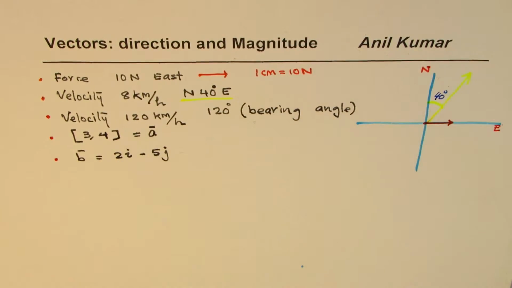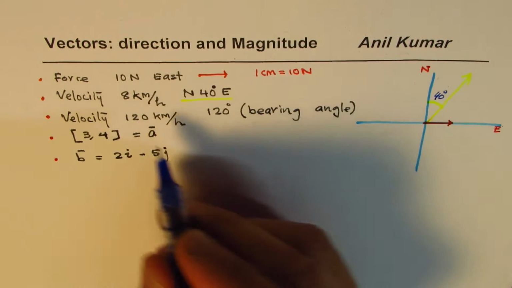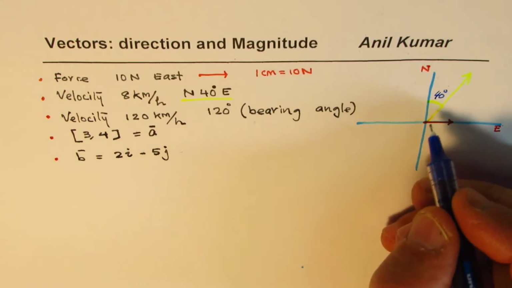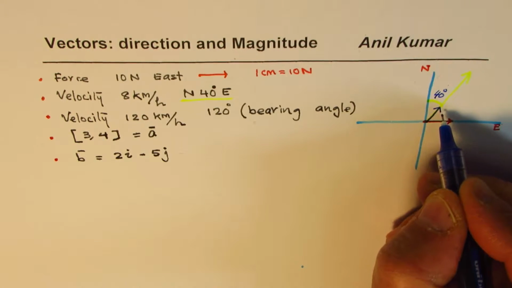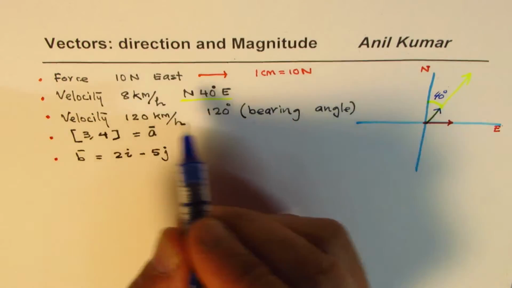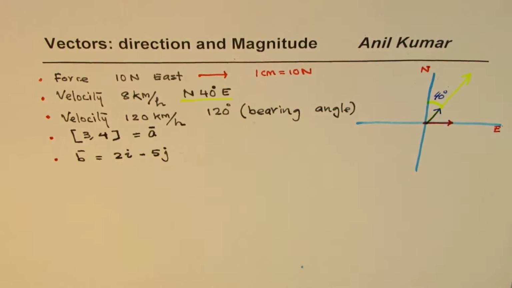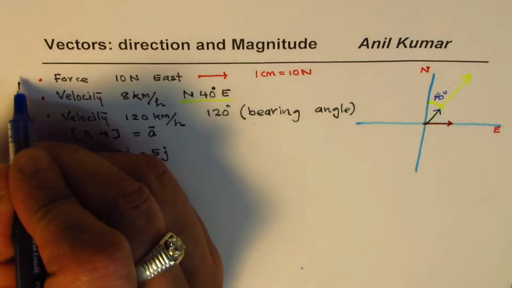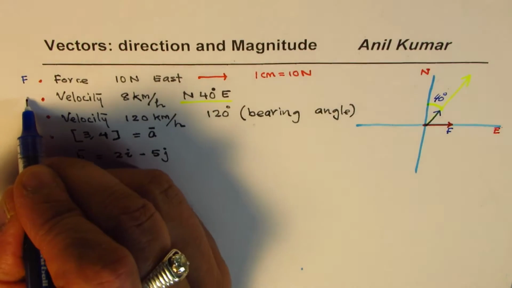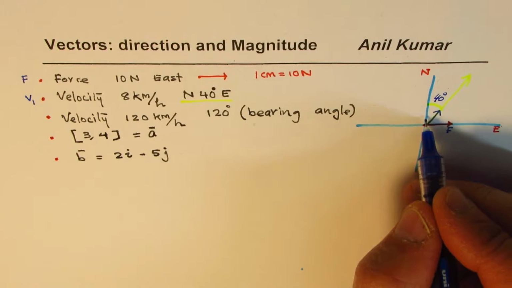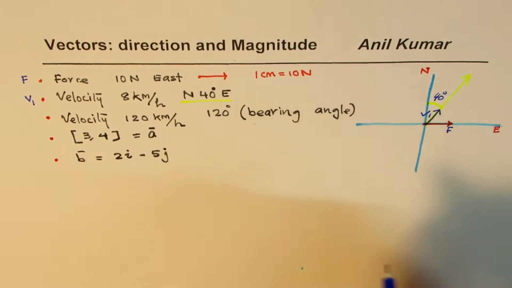Now on this direction, I can mark this 8 as less than 1 centimeter, and say this much is my velocity vector. So that becomes the velocity. Let's say the first one was F, the force, and the second one was V1, velocity 1. Let me write V1 here.